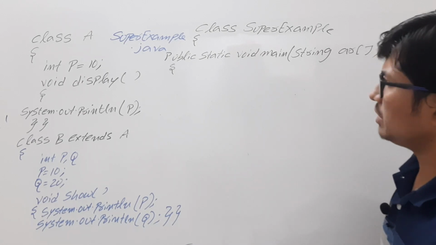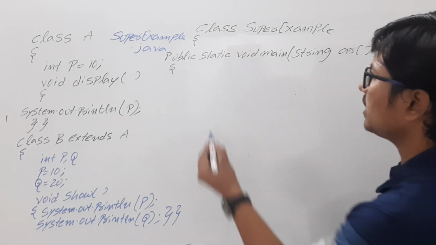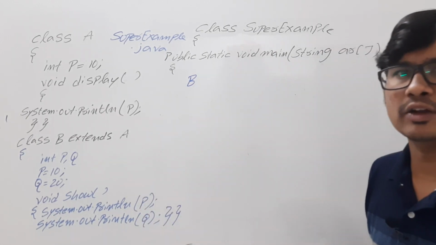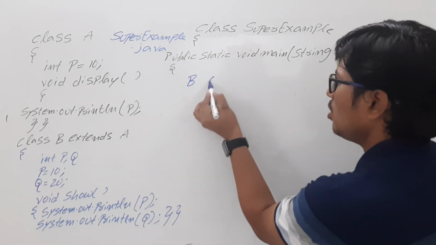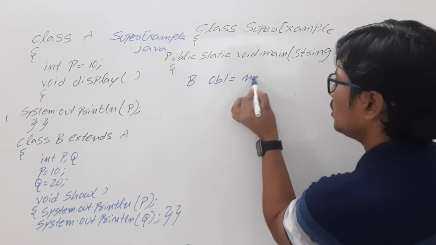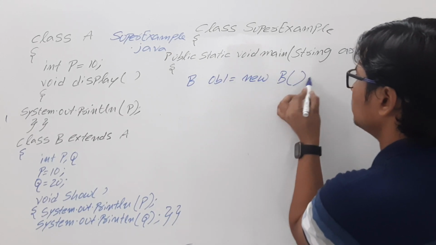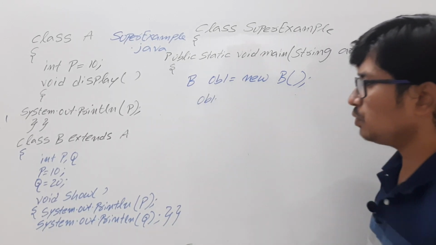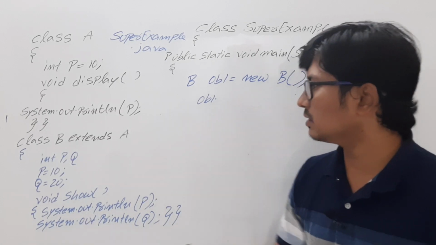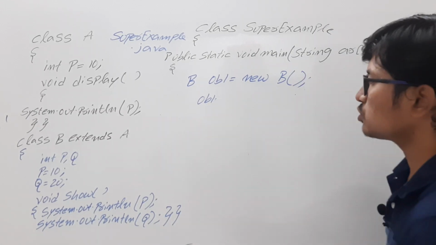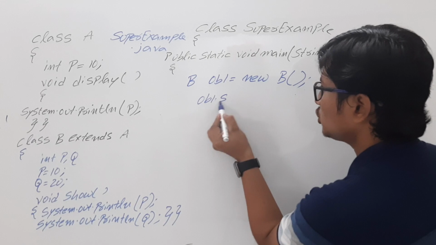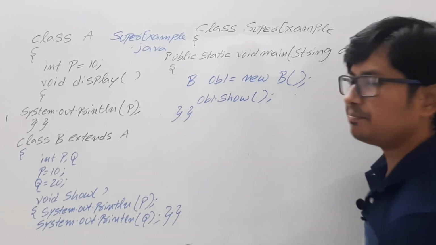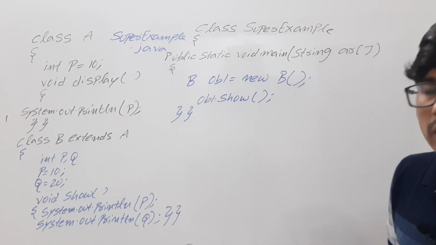And then what I will do is that I will create an object for the class B. What is the syntax to create an object? Class name, object name is equal to new class name. Then if I want to access the show method, I can write it as object name dot show. Then if I compile and run the program, what will be the output?